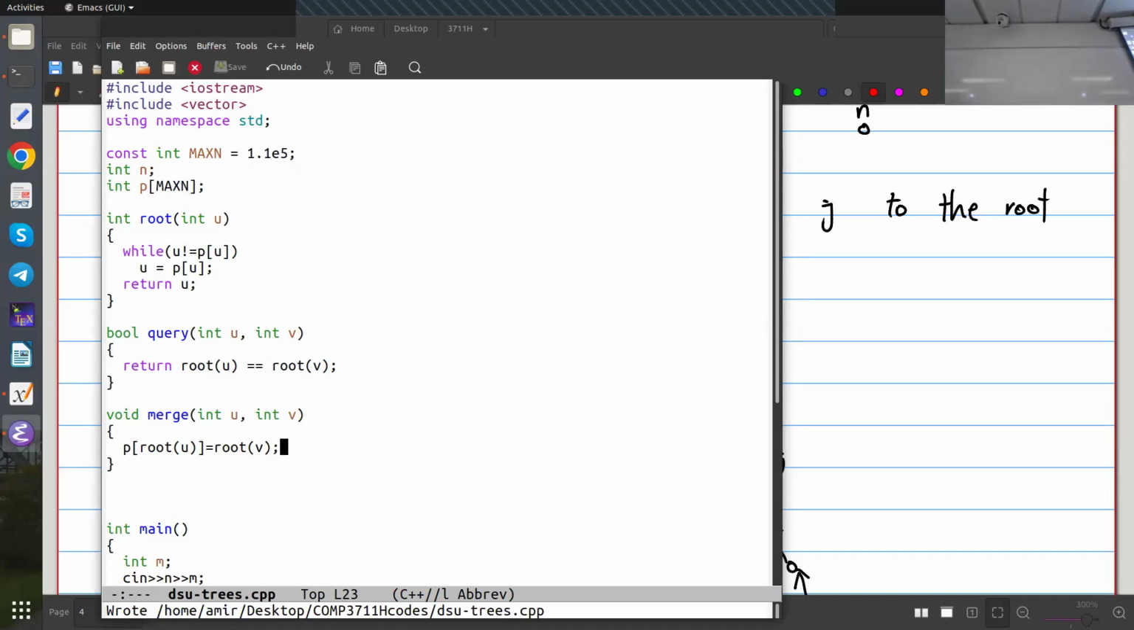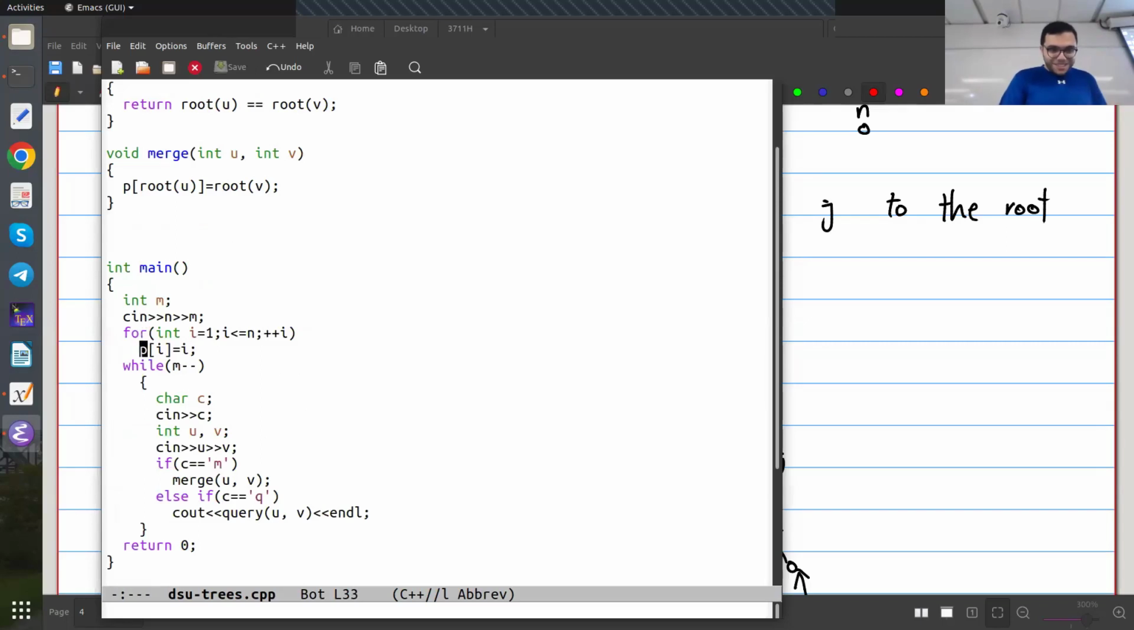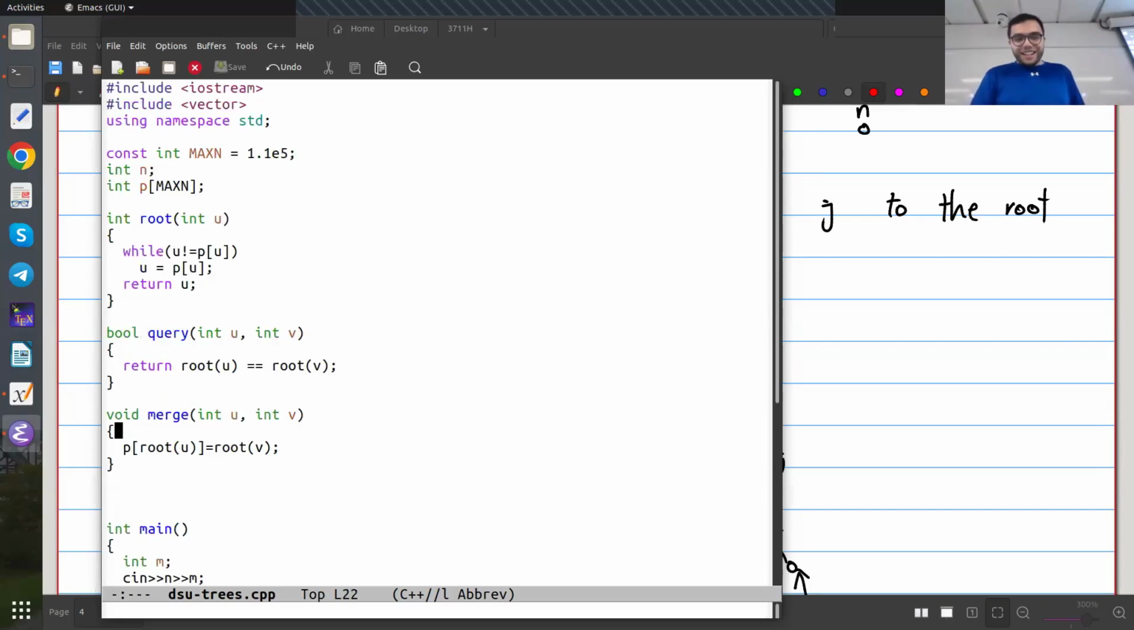Okay. Why does this work? Because basically I'm saying find the root of U and find the root of V as well, and make one of them the child of the other. Make root of U the child of root of V. It works even if they are in the same component, because then root of U and root of V are the same. But that's fine, because it's a root and it can be its own parent. That's why I was doing this thing here.